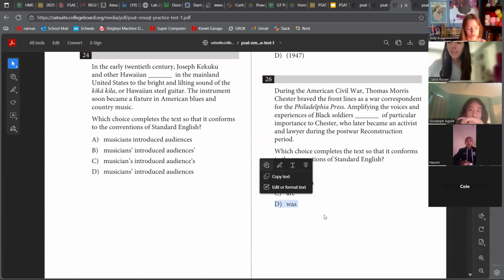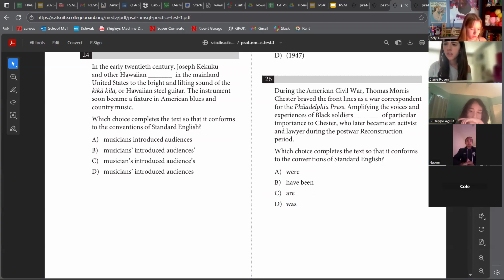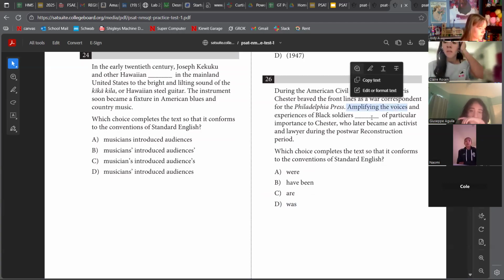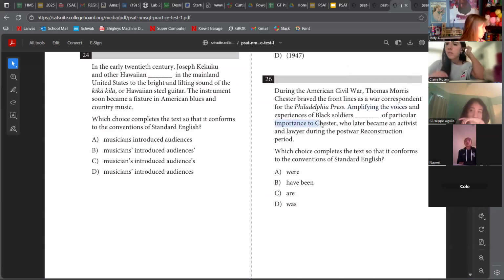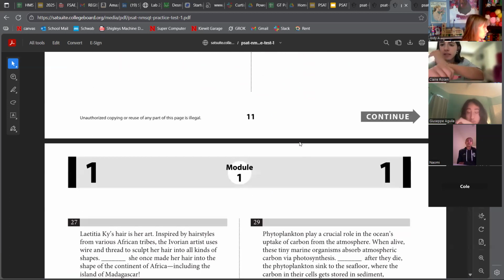I don't know if that's what you said, but here it should be "was." Because the subject here is amplifying the voices, and that's what was important to Chester. So amplifying the voices was important to Chester. So make sure to find that subject there. But yeah, perfect.